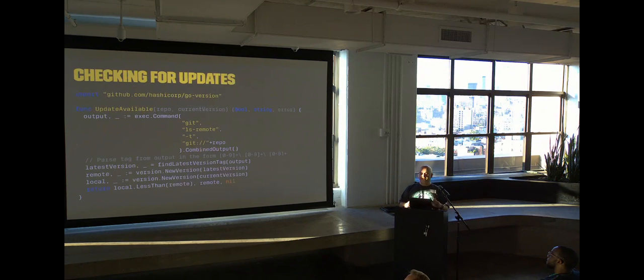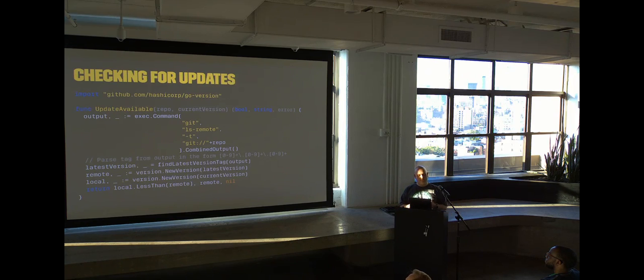So a little bit of the code for that. We have the update available function, which takes in the name of the repo and the current version that you're working with. It will return you a Boolean saying if there is an update available, a string with the current update version, or an error if something goes wrong. I've stripped out all of the error handling because I think we all know how that works.